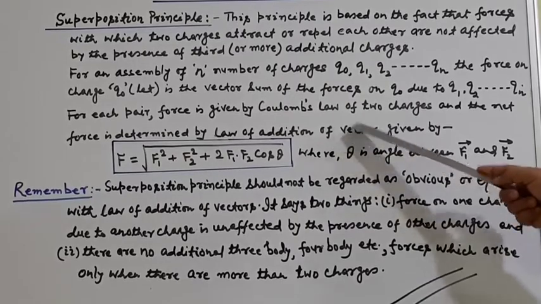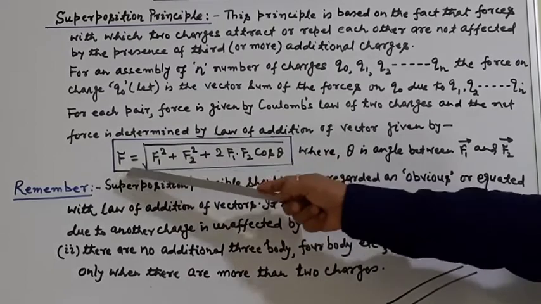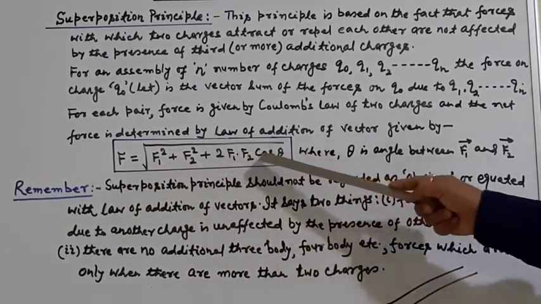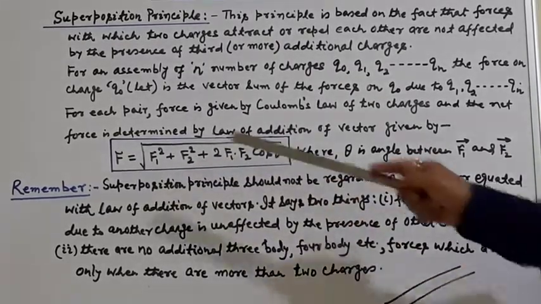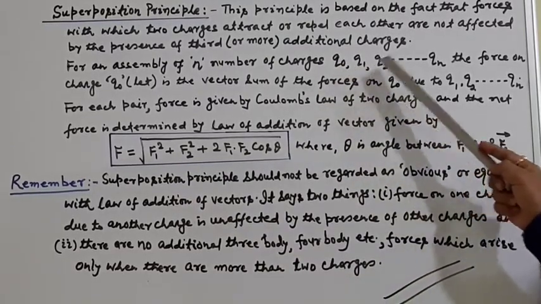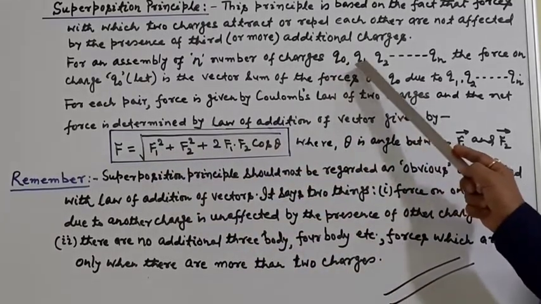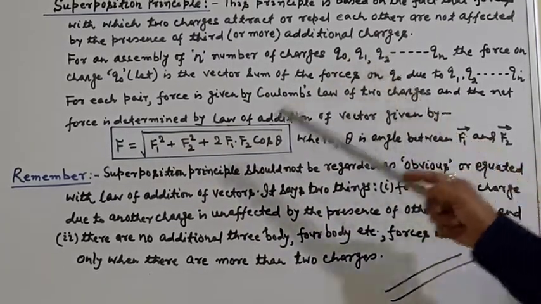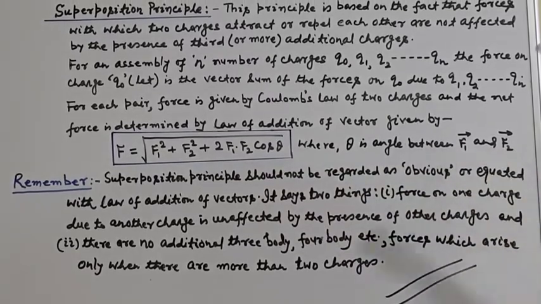And this law of addition of vectors, the final formula we already know. Applying the parallelogram law, taking the net force, F is equal to under root F1 square plus F2 square plus 2 F1 F2 cos theta. When we talk about this F1, F2 and theta, for the force on charge Q0 by Q1 and Q2, two charges I have taken. So F1 is the force on Q0 by Q1, F2 is the force on Q0 by Q2, and theta is the angle between F1 and F2.